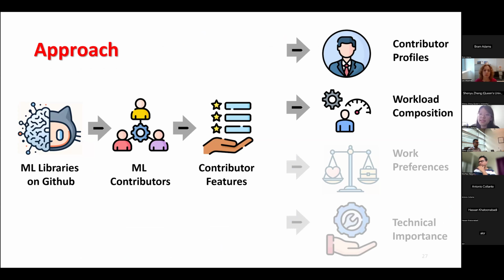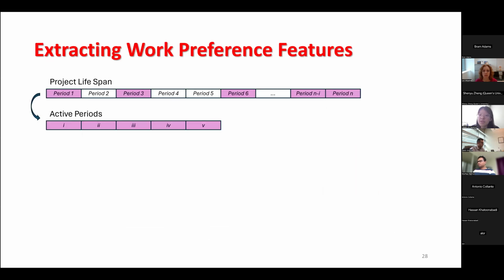And next, we study the contributors' work preferences, as the workload composition provides a static view of contributors' behavior in a period. Work preference captures the dynamic behavior in a period, such as whether a contributor prefers to make a peak contribution in a short time, or would like to make a consistent contribution every day. So here is the detail.